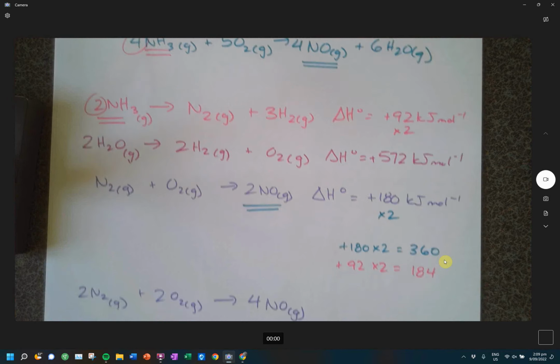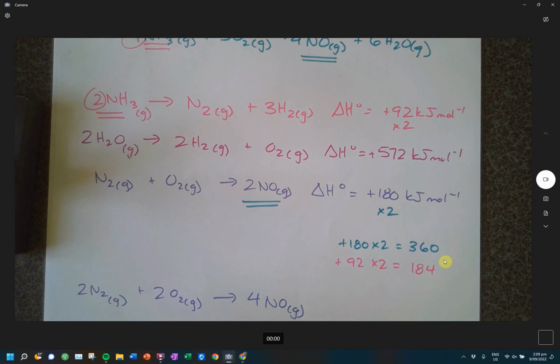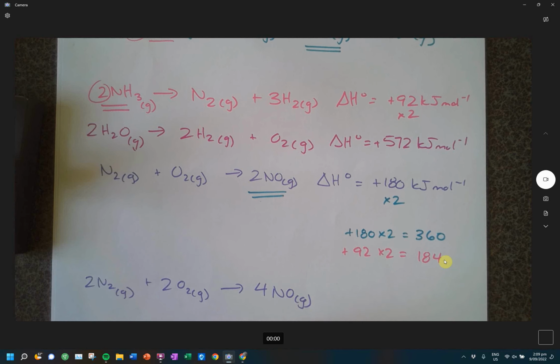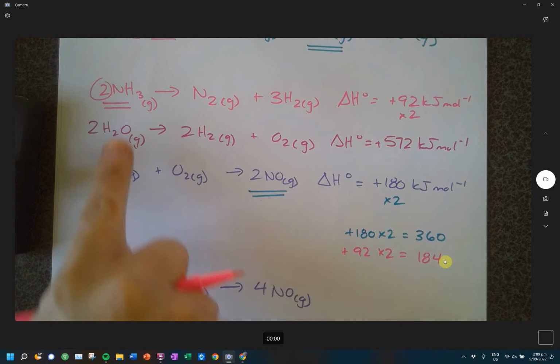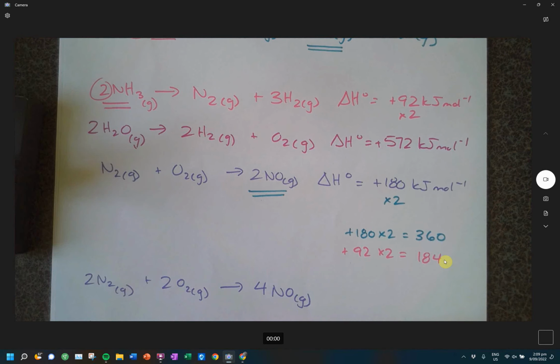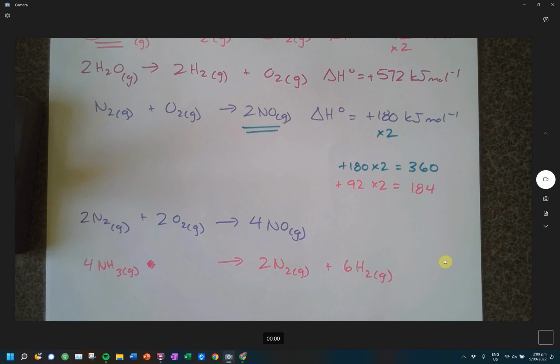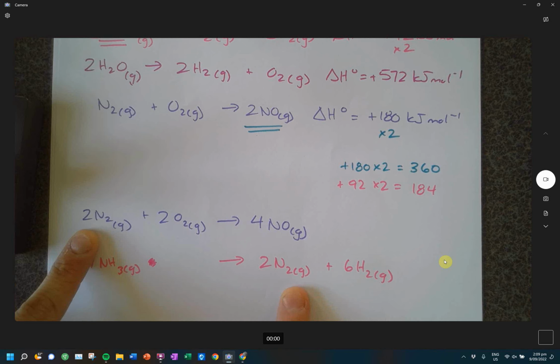But if you want to show your working, and it's useful to show your working because then the examiner knows where your mistake is, I would write down, this is 4 NH3, and there's nothing to plus there. And then that's 2 N2 and 6 H2. And you can see stuff is already going to start canceling out.